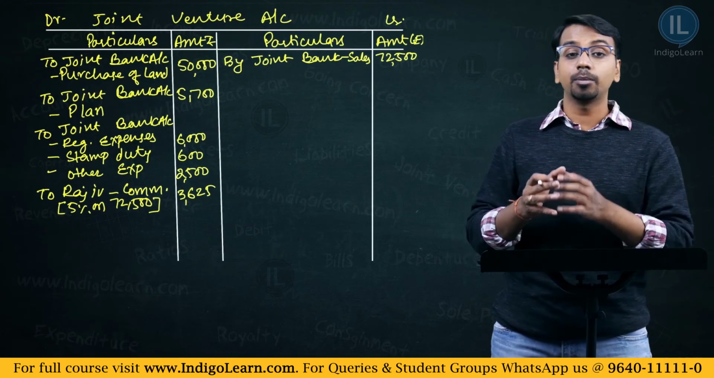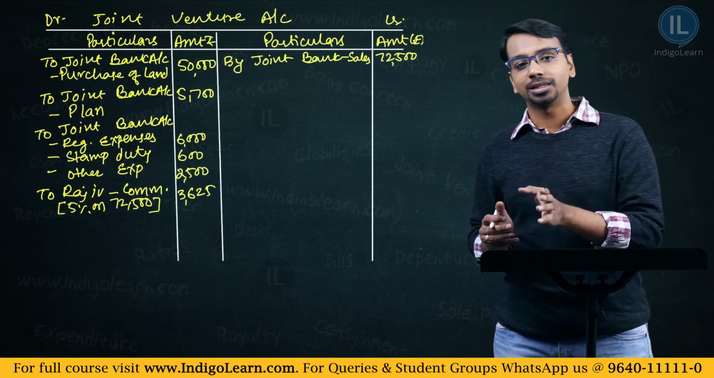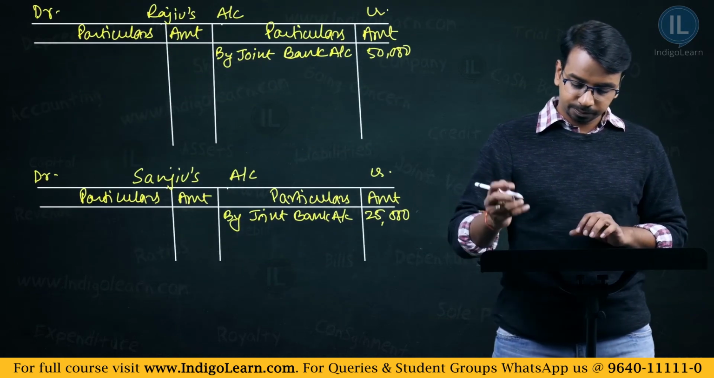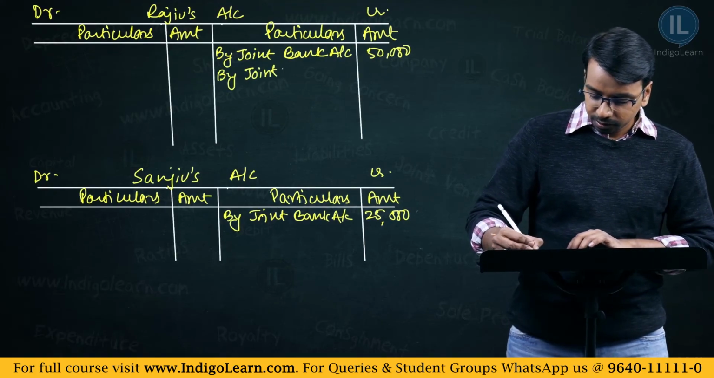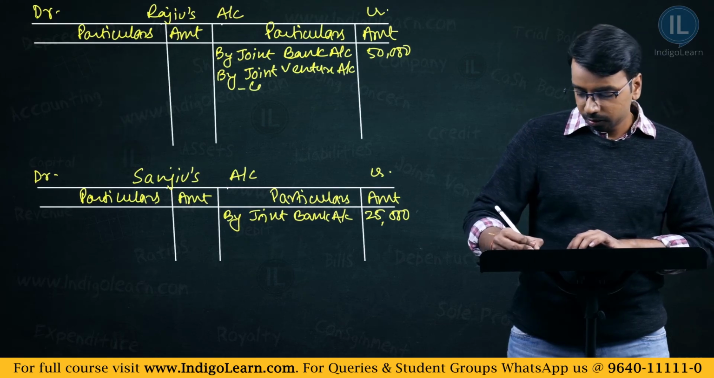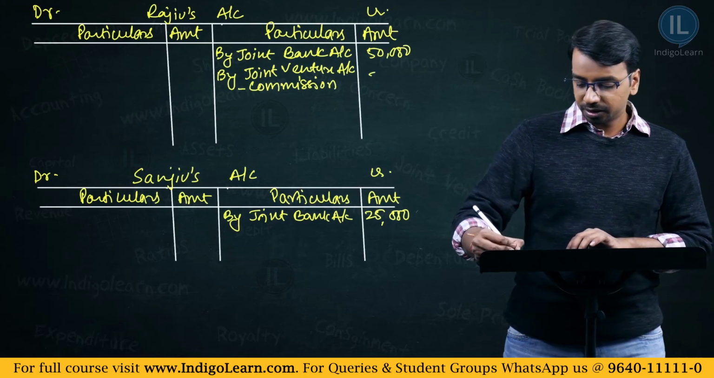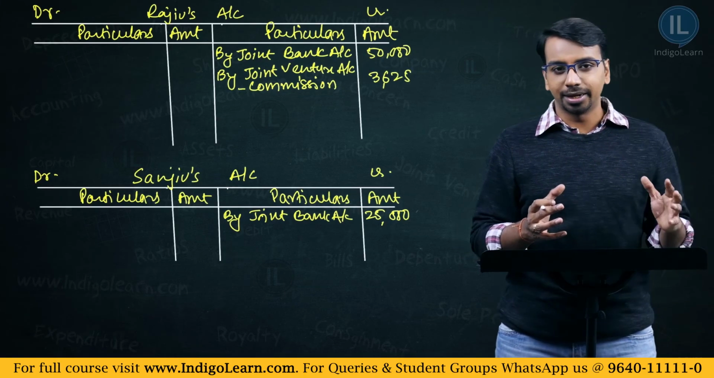3,625. This commission amount of 3,625 must be credited to Rajiv's account. So go to Rajiv's account, by joint venture account commission 3,625. Now I think we are done with all the entries.